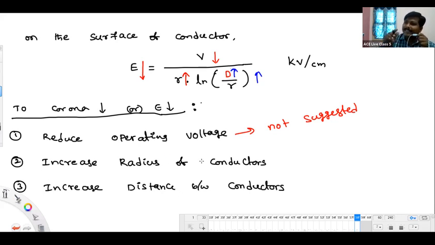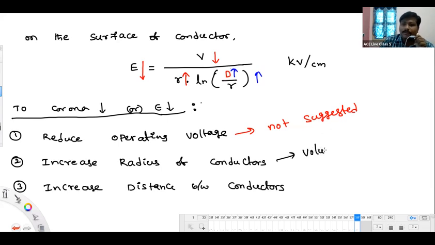One, increase the radius of the conductor. Next one is increasing the distance between the conductors. Which one do you choose among these two? Increasing radius or increasing distance between conductors? Increasing the radius of conductors means definitely the volume of conductor material required may be more. Obviously, the cost of the system is going to be increased.